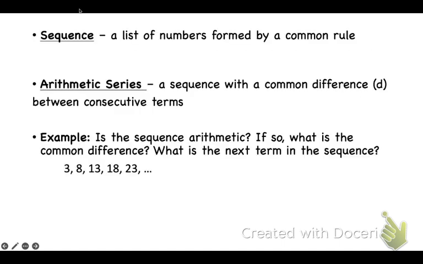Okay, so a sequence. A sequence is a list of numbers formed by a common rule. A rule in math is an equation, correct? Or a formula. A rule, a formula, an equation, all the same thing.